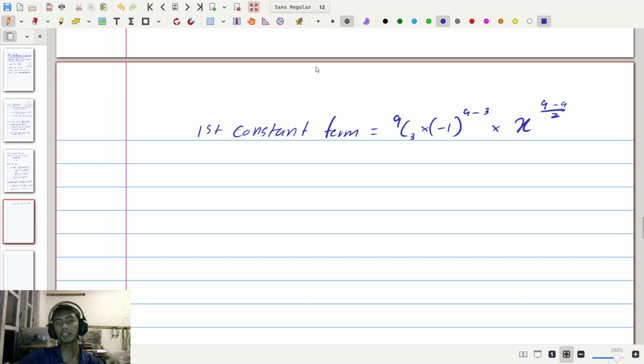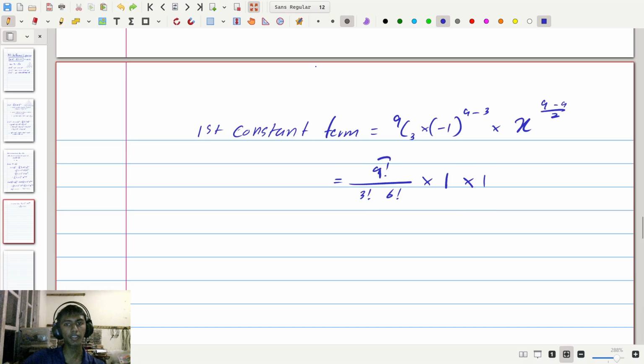If we simplify this down, 9 choose 3 is going to be 9 factorial divided by 3 factorial times 6 factorial. Negative 1 to the power of 9 minus 3 is going to be negative 1 to the power of 6, which is negative 1 to an even power, which is going to be 1. And then x to the power of (9 minus 9) divided by 2 is x to the power of 0, which is just going to be 1, so times 1. So therefore, the first constant term is this thing here.